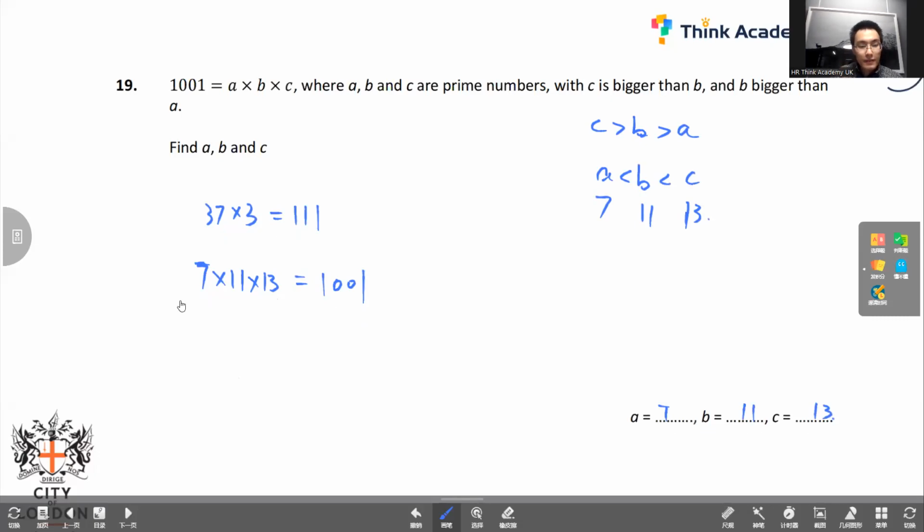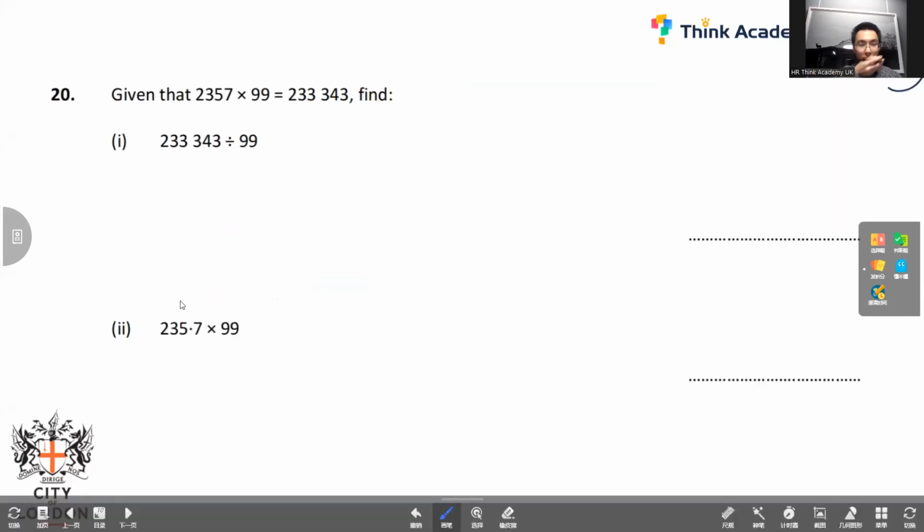So moving on. Oh, yeah, we still have another question, number 20. Given that 2357 multiplied by 99 is 233343, find question number 1, 233343 divided by 99. So this is testing you on the properties of multiplication and division. This is a multiplier. This is a multiplier. This is the product. The product divided by one multiplier is obviously the other multiplier. So it's 2357 for the first question.